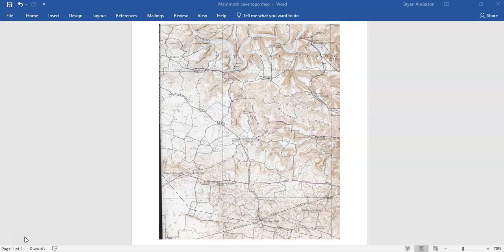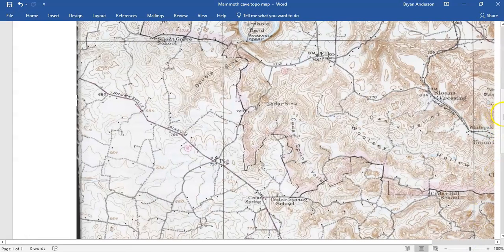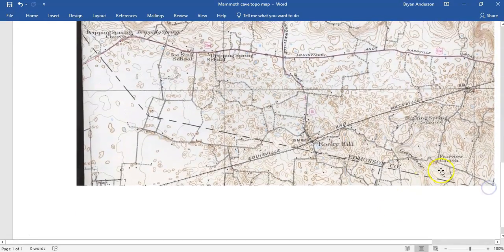Okay, for the first part, question 2E, we're going to be referencing this topographic map right here of the Mammoth Cave area in Kentucky. Specifically, we're going to look down here at this southeast corner of it. I'm going to zoom in a bit on that particular part of the map, so we're looking right here at this particular part of the map.